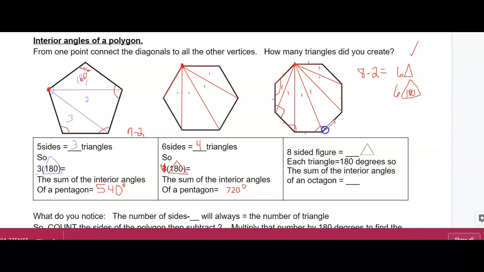I don't know what each angle is exactly, but they're going to add up to be whatever 6 times 180 is. Go ahead and figure that out. What is 6 times 180 degrees? Good, it's 1080 degrees. So any octagon, no matter how large or how small, all the interior angles will add up to 1080 degrees. So an 8-sided figure has 6 triangles, and each triangle is 180 degrees. So you multiply 6 times 180, and that would give me 1080.